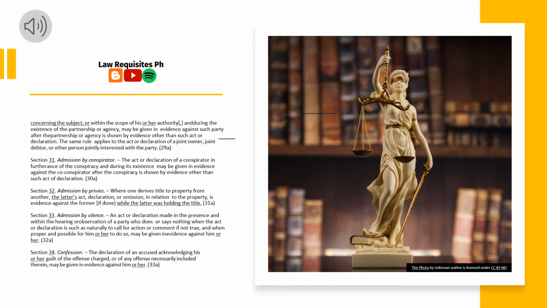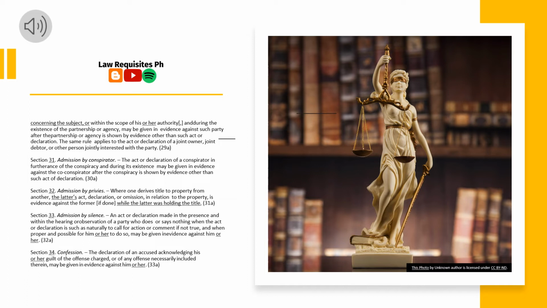concerning the subject, or within the scope of his or her authority, and during the existence of the partnership or agency, may be given in evidence against such party after the partnership or agency is shown by evidence other than such act or declaration. The same rule applies to the act or declaration of a joint owner, joint debtor, or other person jointly interested with the party.